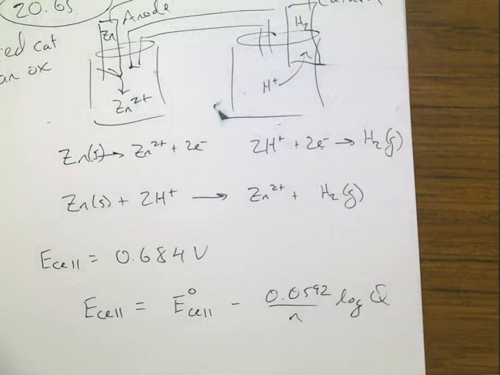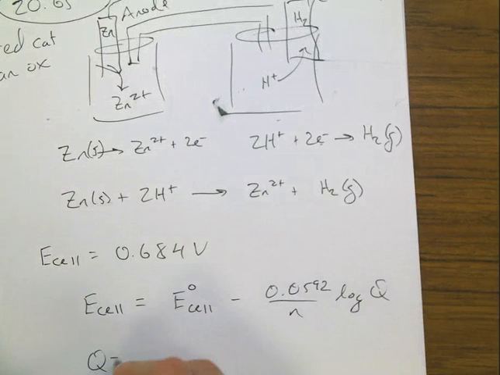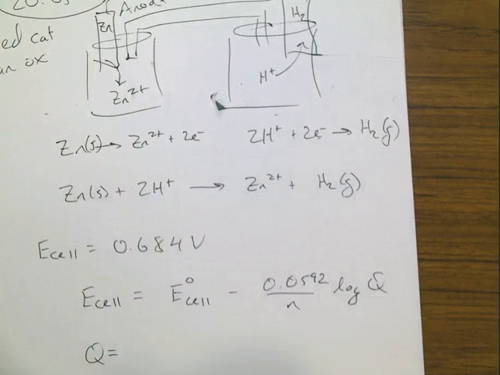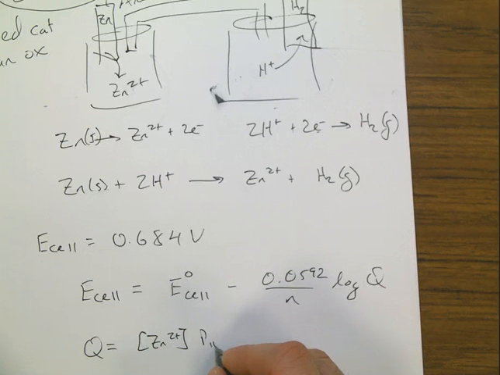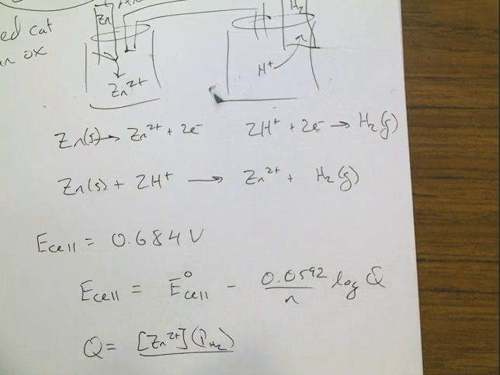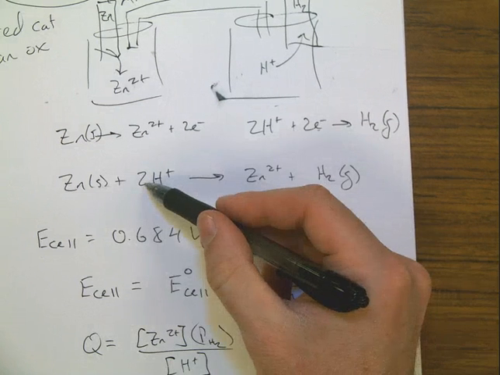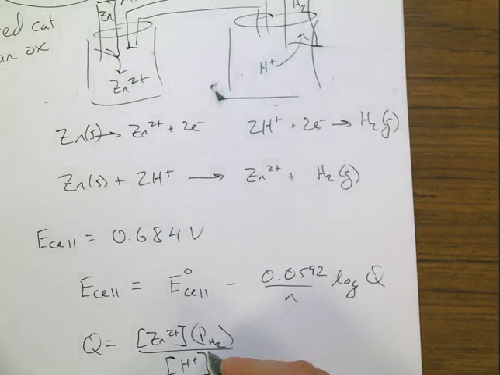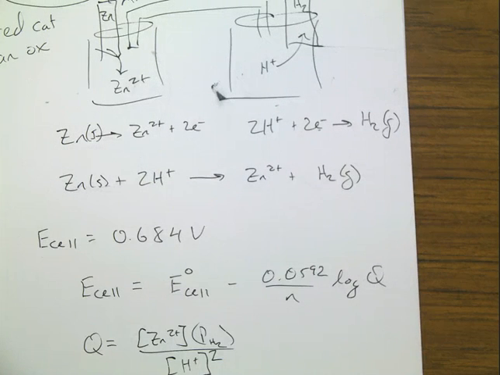The cool thing is that we can think of what Q is. Q is going to be my products divided by my reactants. So that's going to be the concentration of zinc times the partial pressure of hydrogen gas, divided by the concentration of hydrogen ions. But I have to square it because of the coefficients too, so this is to the power of 2. And I'm not writing solid zinc in my equilibrium expression because it's solid. Remember, solids and liquids we don't write in equilibrium expressions.